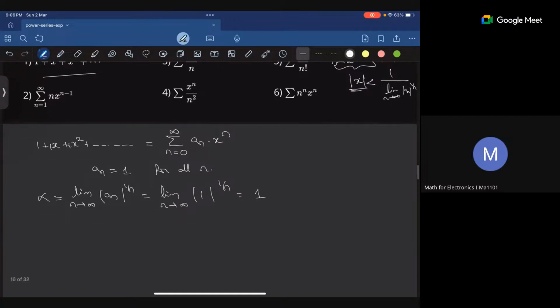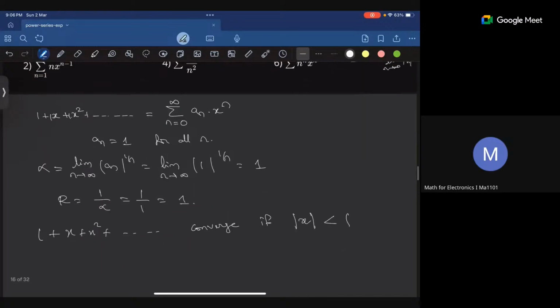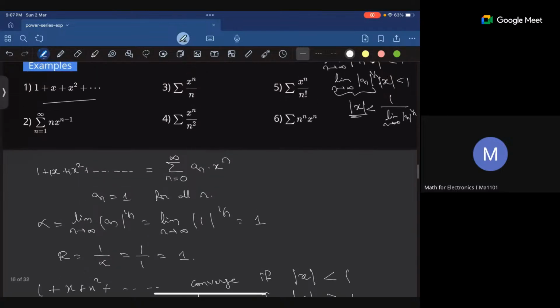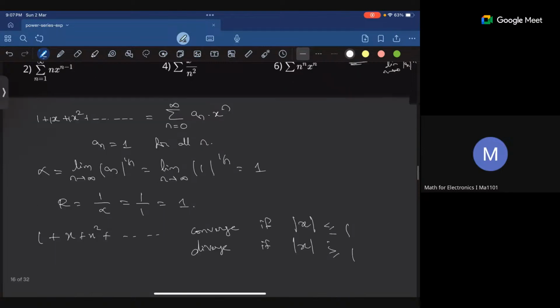So if alpha is 1, then the radius of convergence will be 1 by alpha, which is 1 by 1, which is 1. Therefore, for 1 plus x square plus and so on, this power series will converge if mod x is less than r, r is 1, so mod x less than 1, and this will diverge if mod x is greater than or equal to r, here 1.